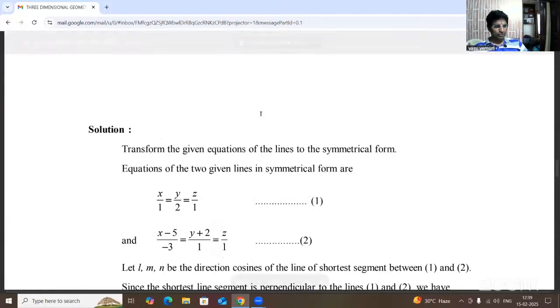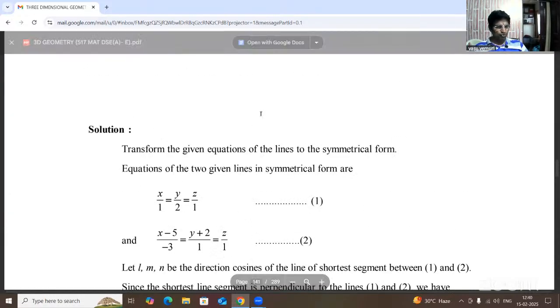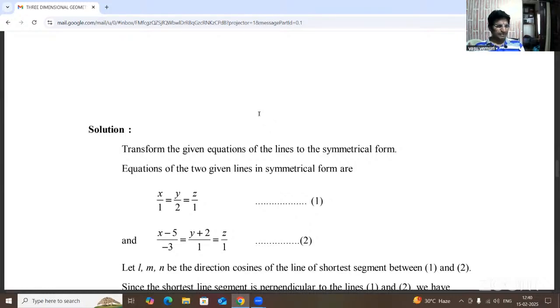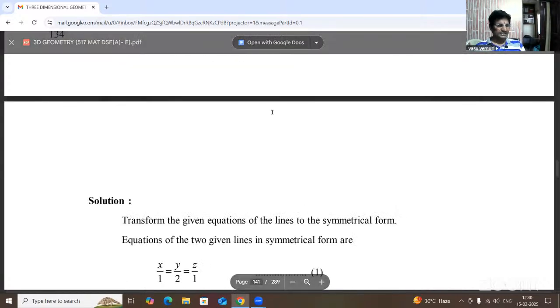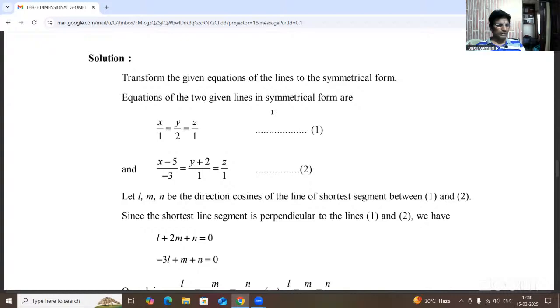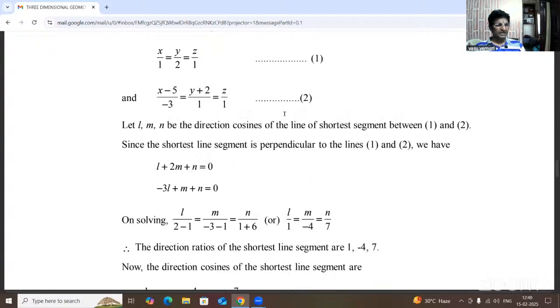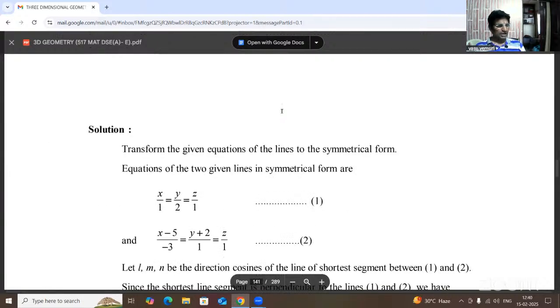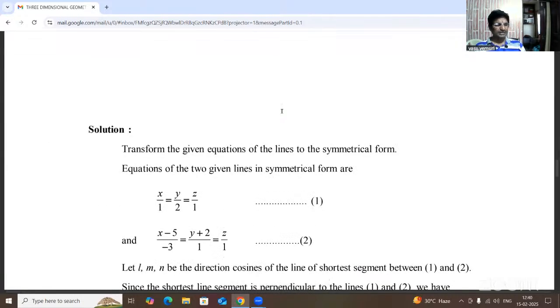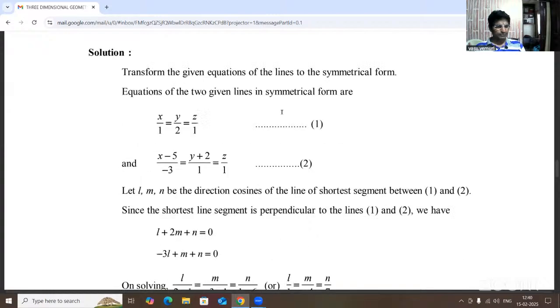So those lines' equations are given in symmetrical form. The first equation is x by 1 equal to y by 2 equal to z by 1. And the second one is (x minus 5) by minus 3 equal to (y plus 2) by 1 equal to z by 1. That is the common part. We already know how to convert from the non-symmetrical form to the symmetrical expression.